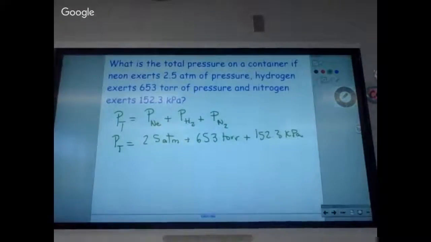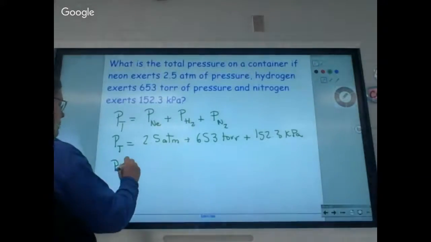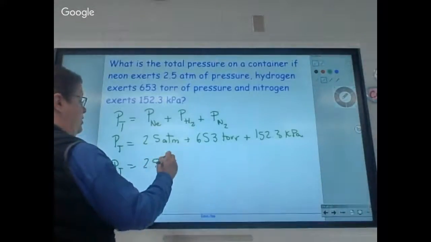If you were listening to what I said, did the question tell you what unit it has to be in? Did it say find the pressure in atmospheres? Find the pressure in torr? Sometimes I will specify that in the question. If I don't, you may choose the unit you like best. Which one do you like best, Alex? Choose. Okay, Alex is choosing atmospheres. So that tells us we're going to leave this one in atmospheres, and the other two have to be changed.